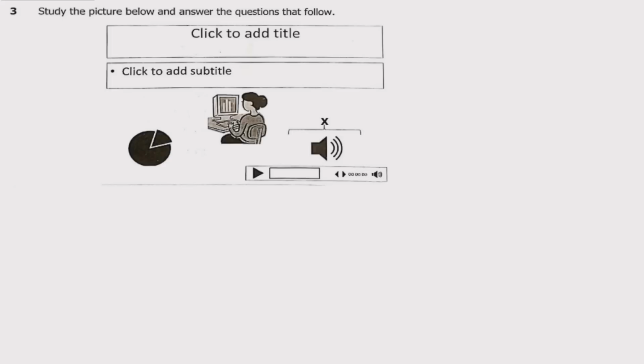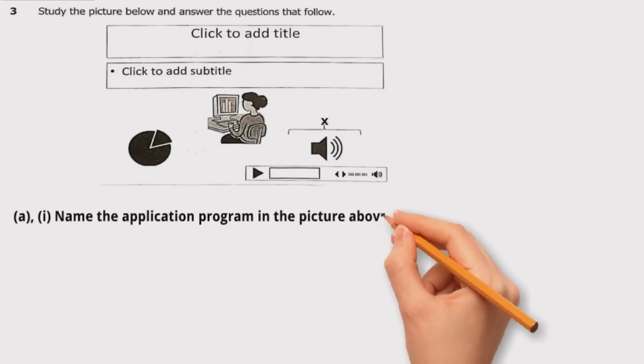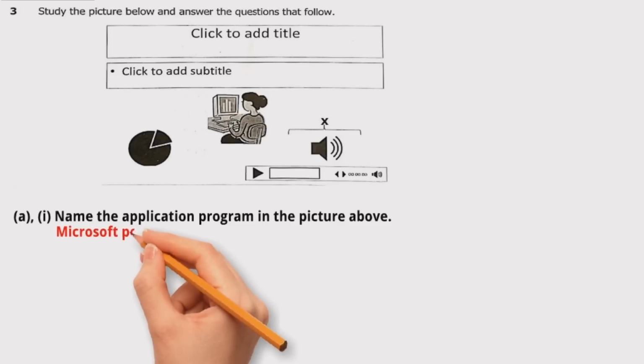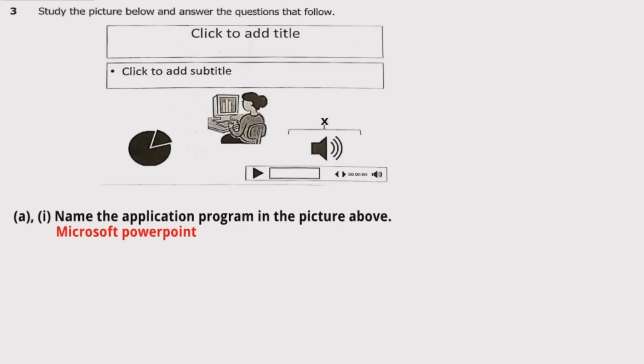Okay, so question 3A is, name the application program in the picture above. So the application program in the picture above is Microsoft PowerPoint, or you can also call it PowerPoint presentation. You can either call it Microsoft PowerPoint or PowerPoint presentation.